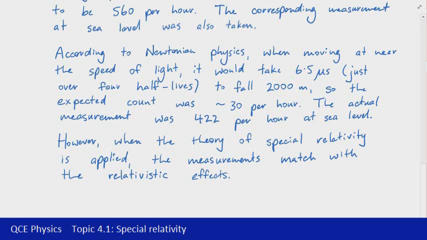Moving forwards, we'll have a look at the postulates of relativity and some of the significant underlying aspects, and then get on to those phenomena that I've just mentioned.